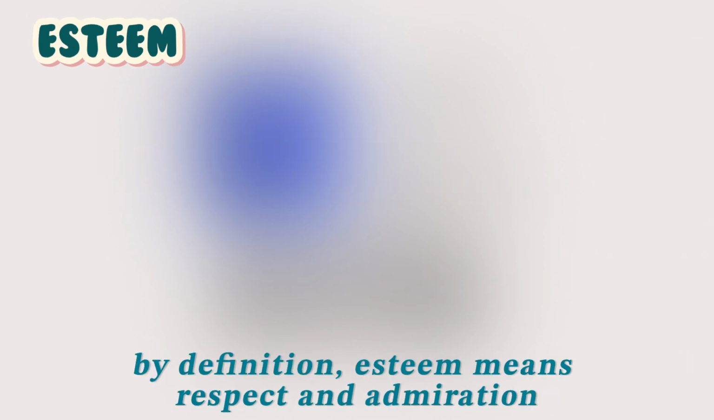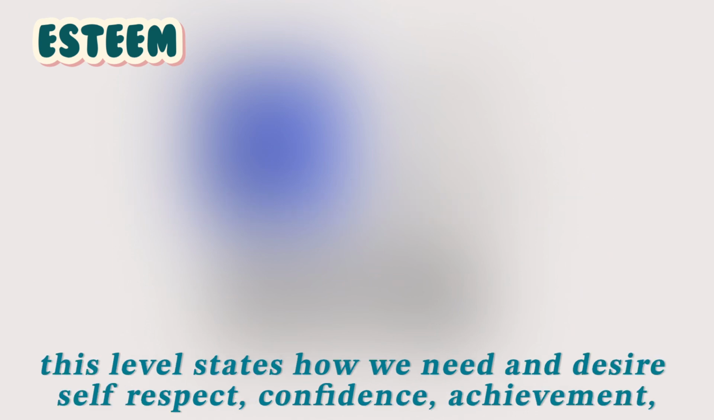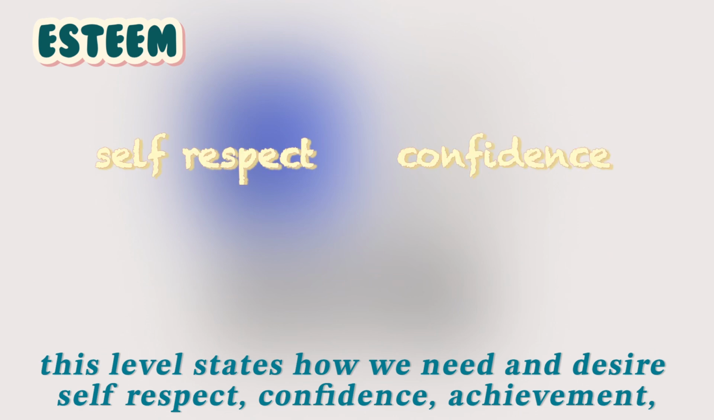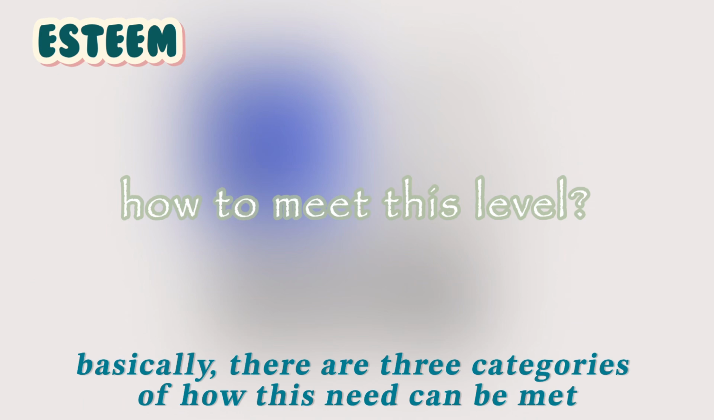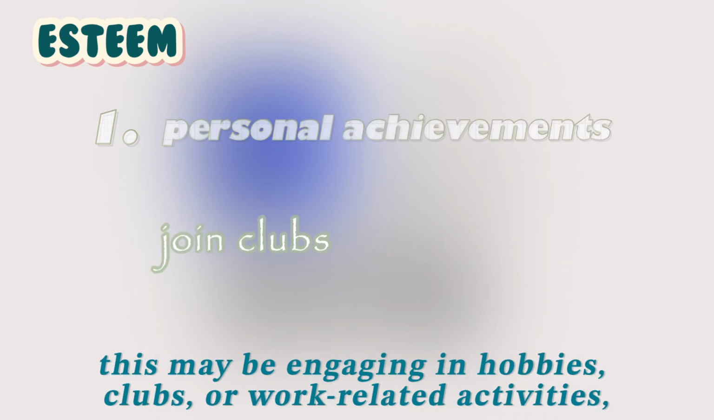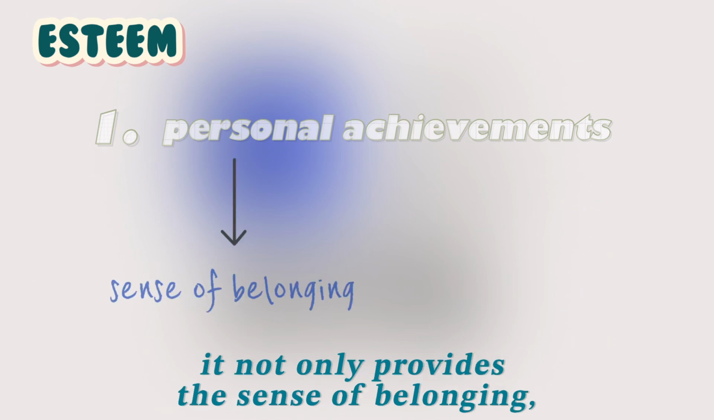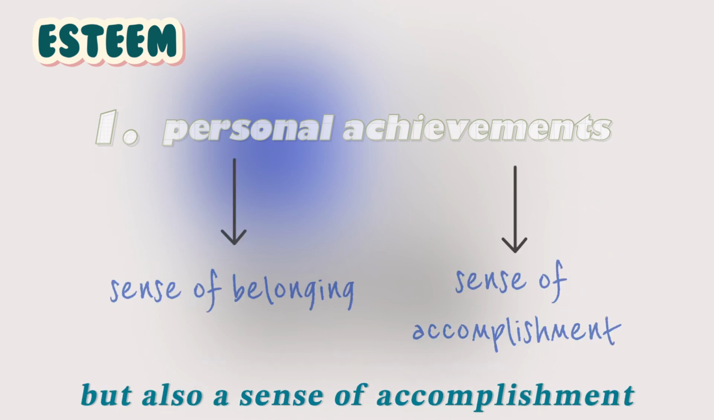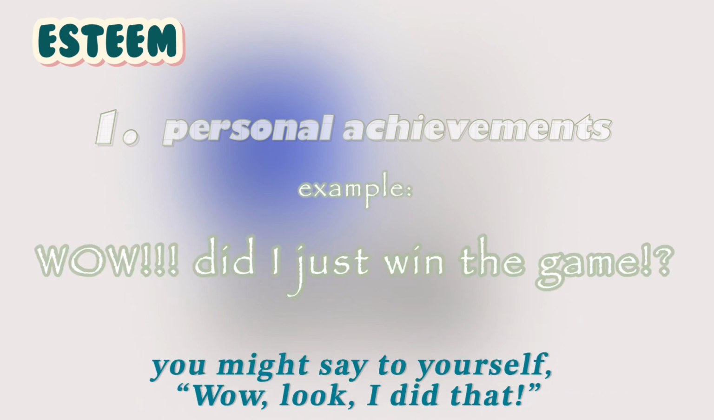By definition, esteem means respect and admiration. This level states how we need and desire self-respect, confidence, achievement, and recognition from others. Basically, there are 3 categories of how this need can be met. The first one we can say is personal achievements. This may be engaging in hobbies, clubs, or work-related activities, but the thing about personal achievement is it not only provides the sense of belonging, but also a sense of accomplishment. You might say to yourself, wow, look, I did that.